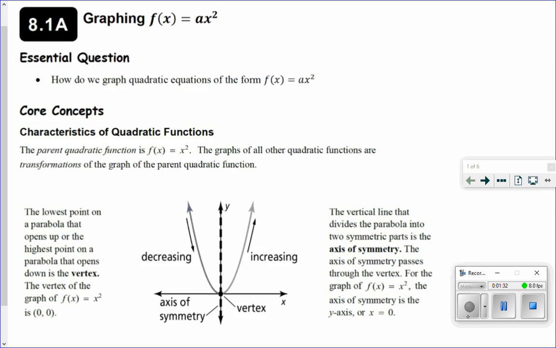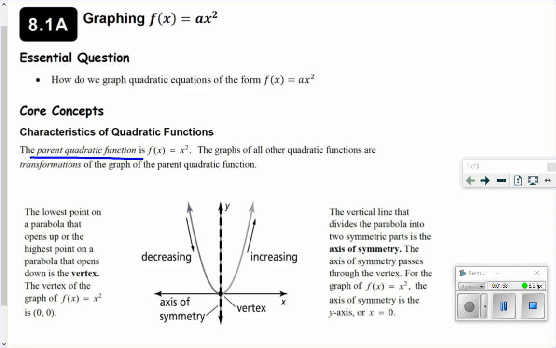But before we talk about the impact of a, let's talk about some general characteristics of any quadratic. Okay, so the first thing we're going to talk about is something we call the parent quadratic function. Now, I haven't talked a whole lot about the parent function, but that is coming, and we're going to go back to linears and talk about the parent linears and the parent exponentials as well, now that we've learned all three families.